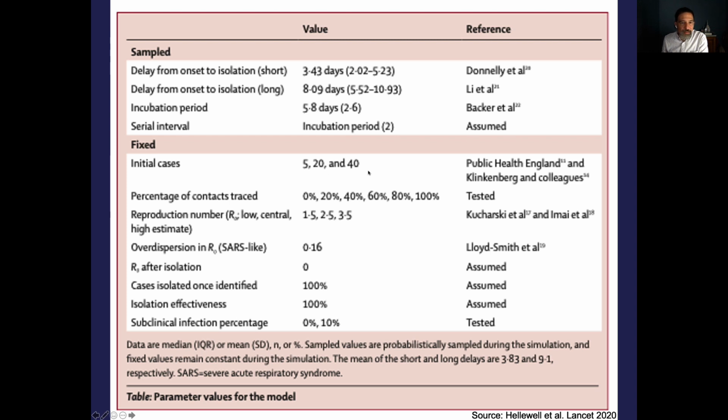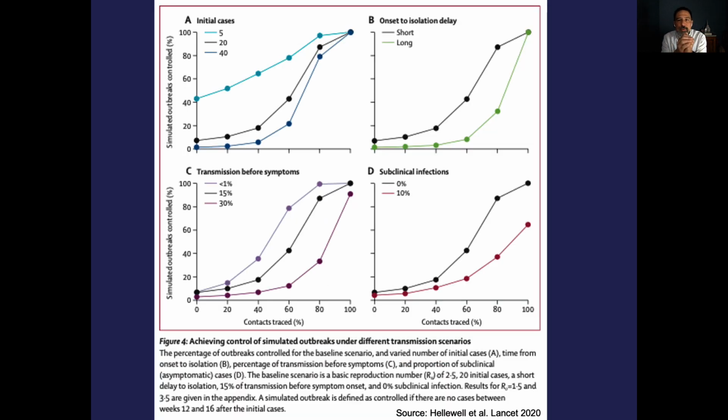They looked at different scenarios of initial cases. So if you have an outbreak that starts with 5 cases versus 20 versus 40, and then they also looked at how effective the tracing program was, depending on what proportion of contacts could actually be traced. And so these are some of the inputs and assumptions that went into their model. And these are some of their results here.